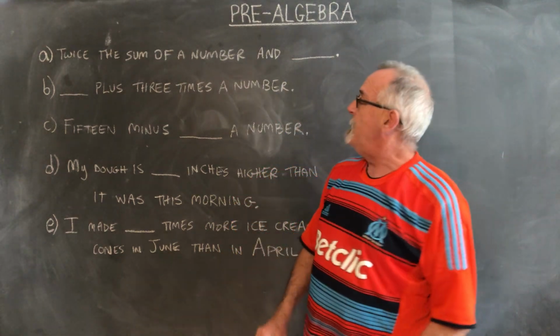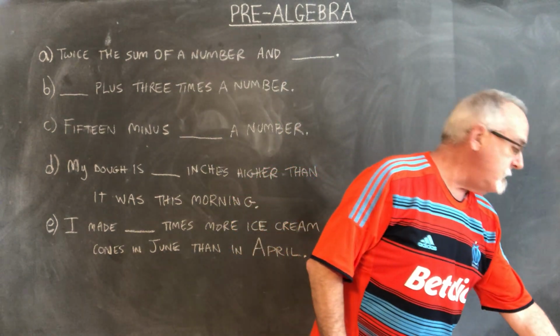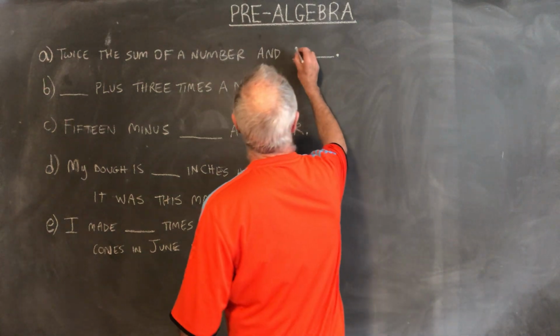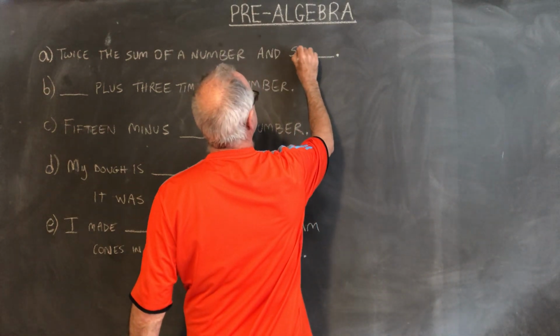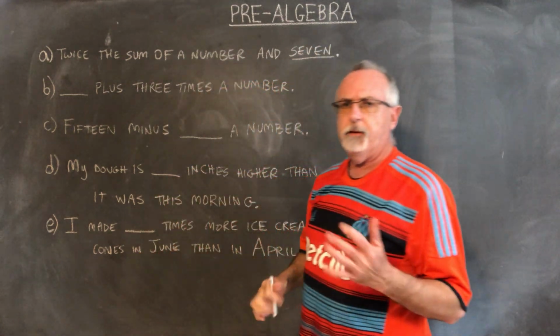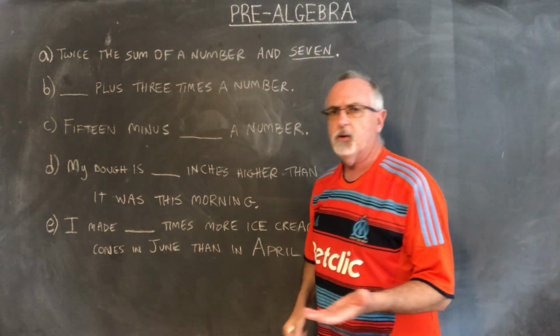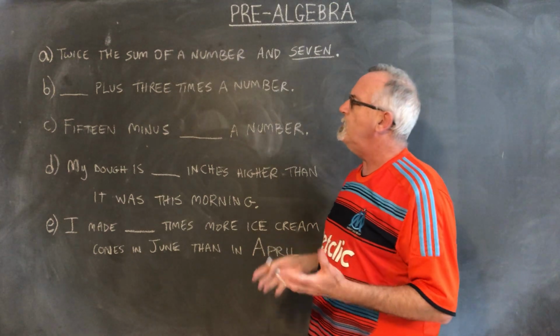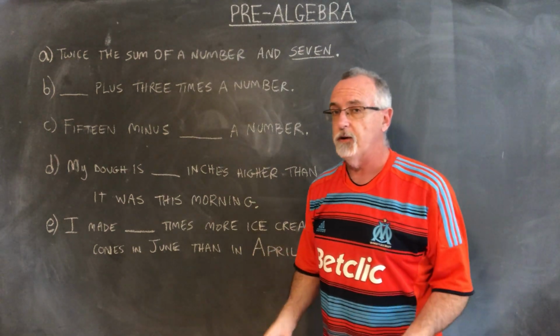So the first one, twice the sum of a number and 7. So the word that's missing is the word 7. Okay, so we have to know what the words mean, but of course a lot of them are quite easy to use, and you tend to see the same things over and over again.